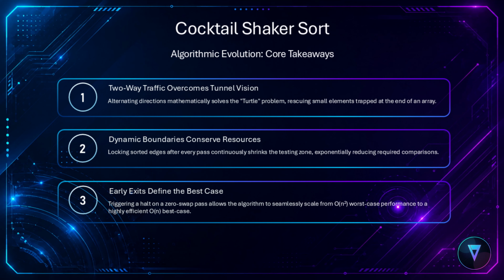For interviews, remember this. Bubble sort checks traffic on a one-way road. Cocktail shaker sort opens a 2-way street. Bubble sort walks one way. Cocktail shaker sort dances both ways. Final takeaway: compare neighbors, swap if needed, move right, move left, shrink the boundaries, and stop when no swaps happen.